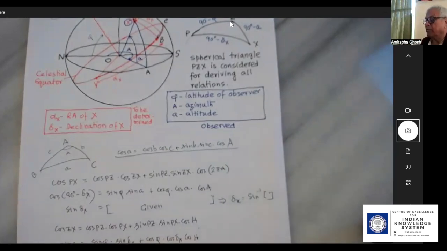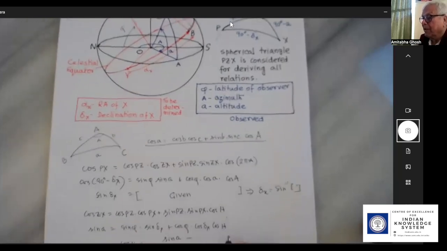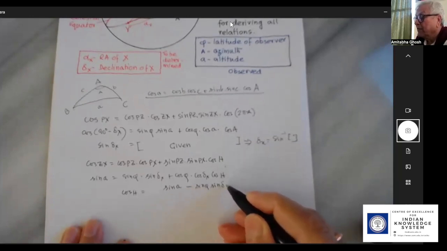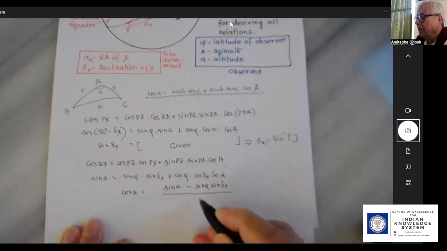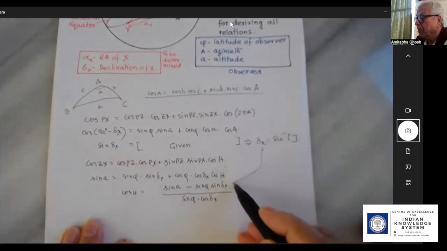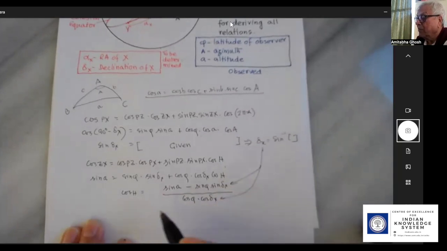So now you see what we get from this equation. From this equation, we get cosine h. Cosine h can be written as sine A minus sine phi into sine delta x divided by cosine phi into cosine delta x. Now delta x already you have found out from the previous equation, so you can substitute here and you get cosine h. You can get h by inverse cosine.